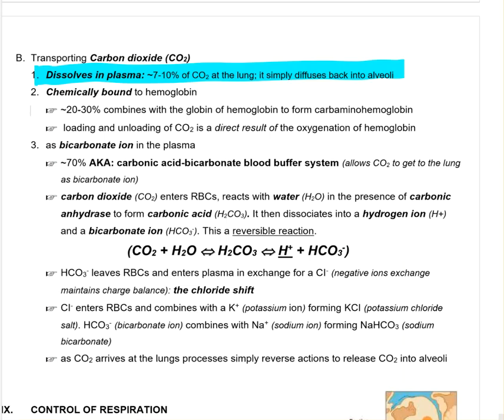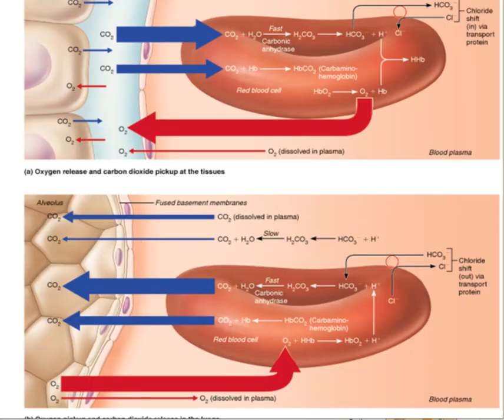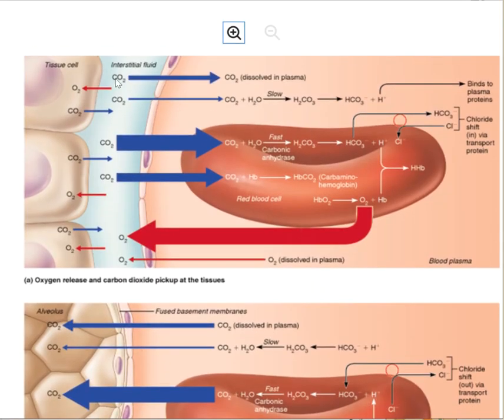If we go to our notes, you can see that very well here. Let's watch: the carbon dioxide leaves the tissue cells, goes into the interstitial fluid, and just goes right into the dissolved plasma. Nothing happens. And then on the way back out the lung, the dissolved plasma just goes right out into the lungs. So that one's super easy and easy to understand.